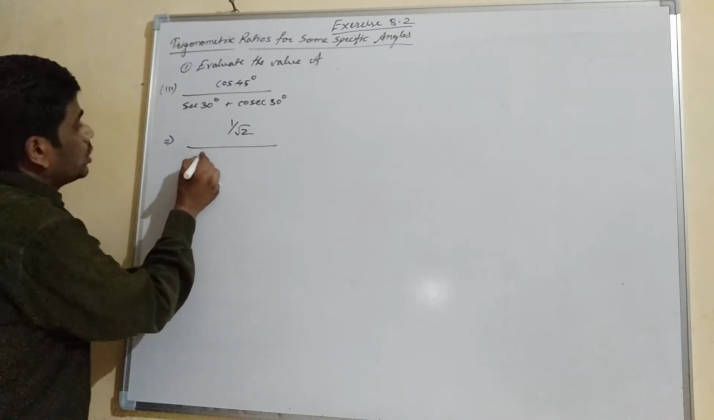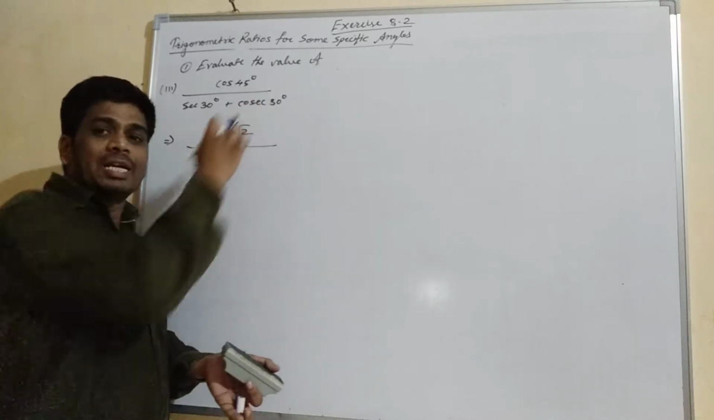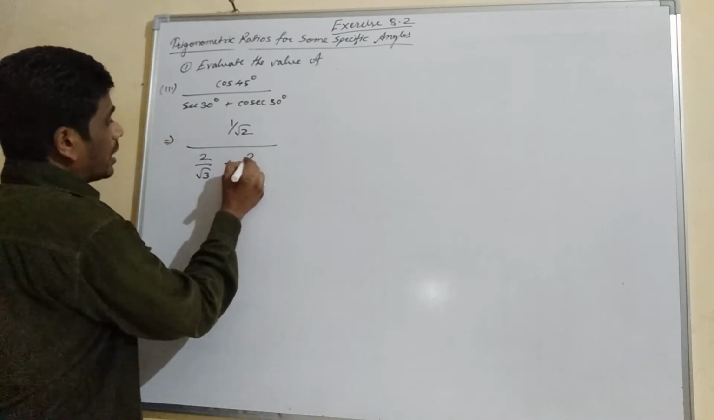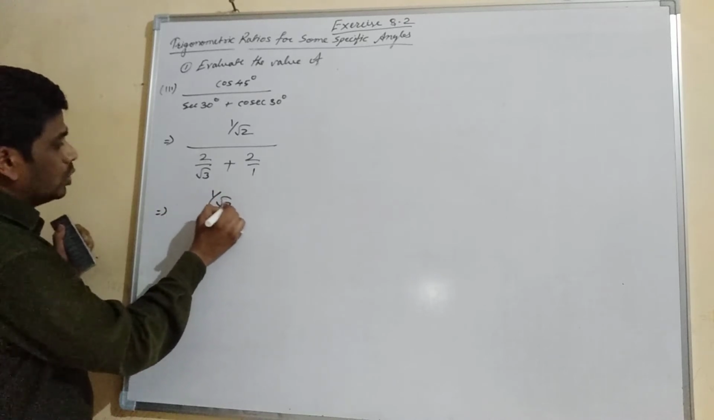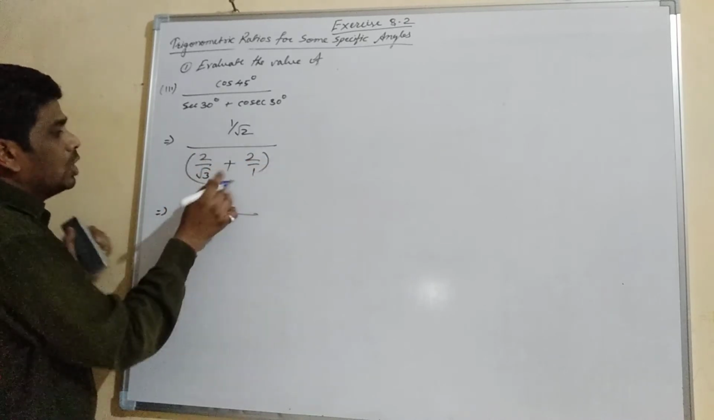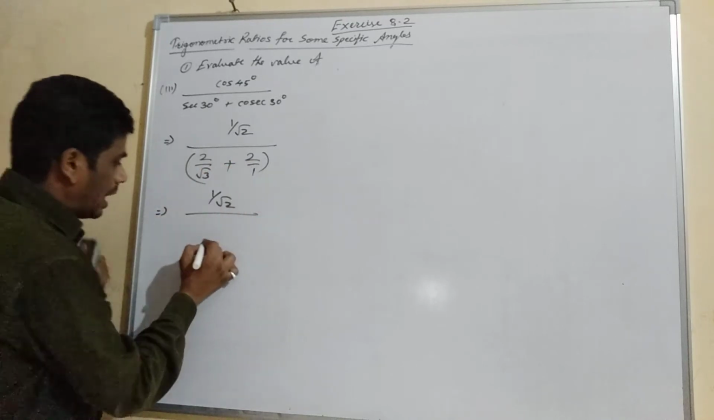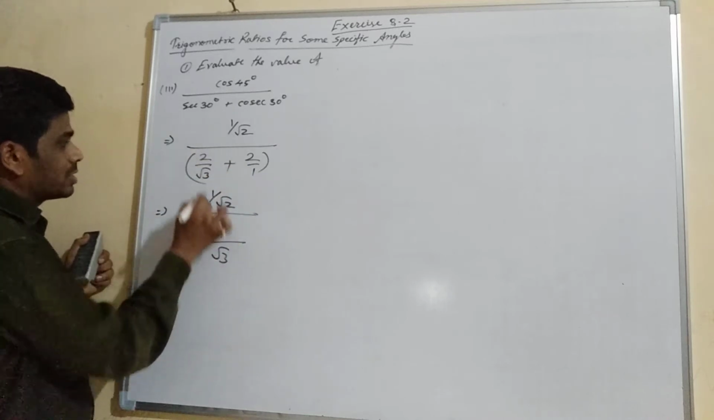So it will be 2 upon root 3 plus cosec 30, which is the inverse of sin 30, and sin 30 is 1 upon 2. So you can write 2 upon 1. Now you can write it 1 upon root 2, and the denominator you can simplify. So first you will take the LCM of root 3 and 1. So the LCM will be root 3 and you can multiply, so it will be 2 plus 2 root 3.